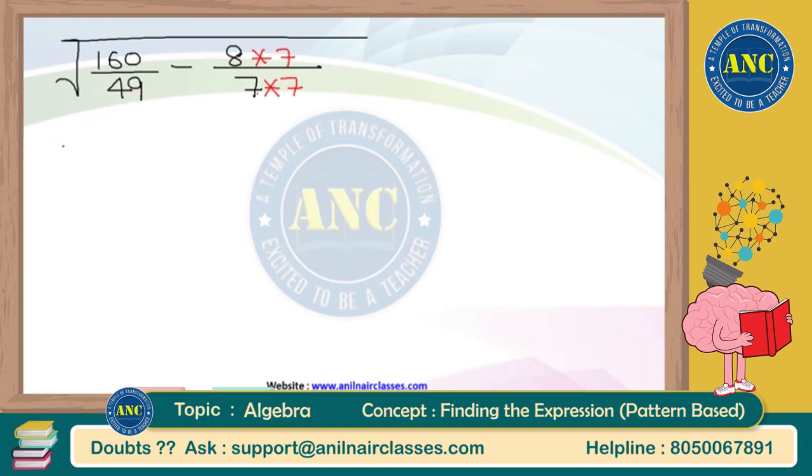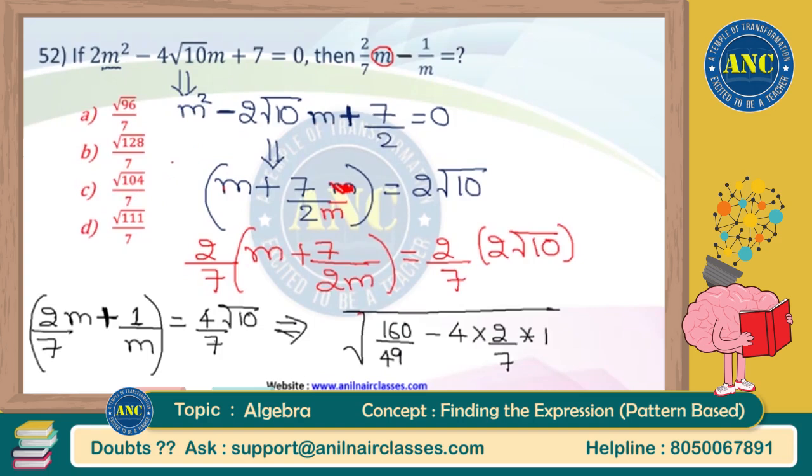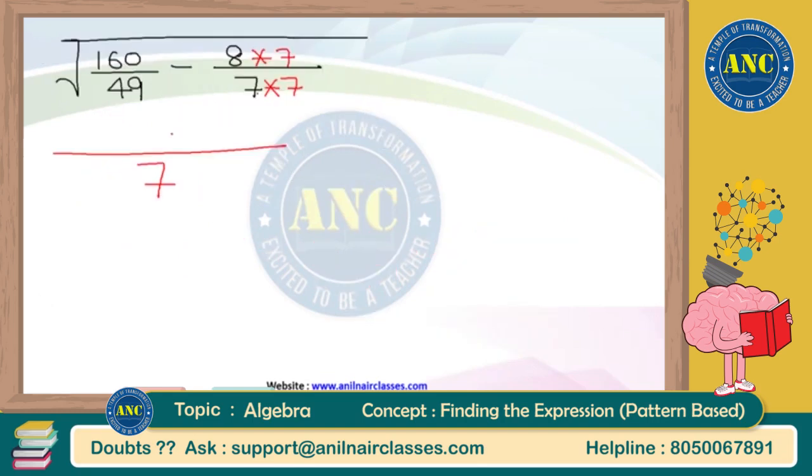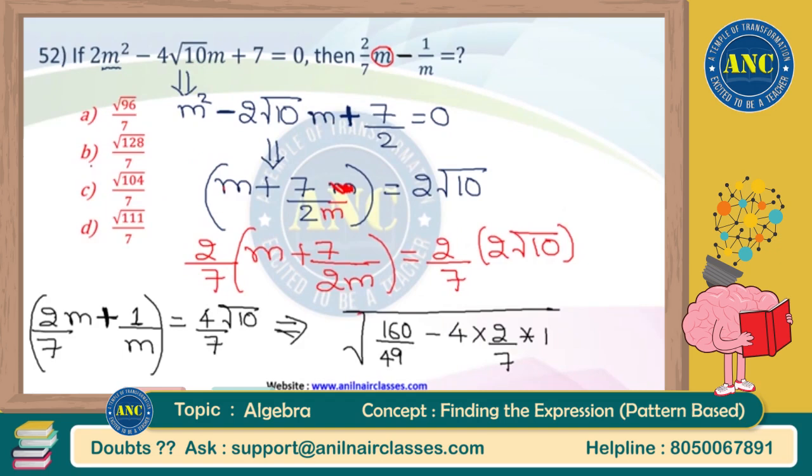So the common denominator is 49 right now. Square root of 49 is 7, which means the denominator should have 7. All 4 options have denominators of 7, so I cannot stop at this point. The numerator is the square root of 160 minus 56, which is 104. The final answer for this question is square root of 104 by 7, which is option C.